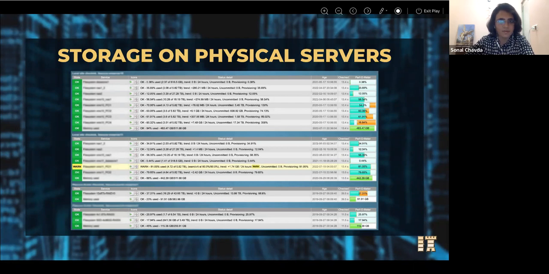Another resource monitoring is about storage on your physical servers. As we can monitor it on virtual servers, no matter where your data centers are, you can monitor all the physical storage available. As mentioned before, one can decide the thresholds, like at what percentage it is used and you want to have a warning or critical.